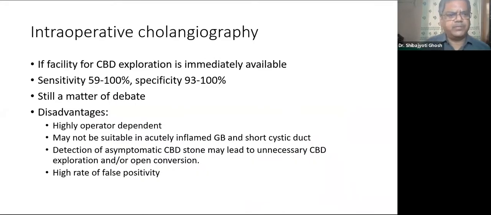And regarding intraoperative cholangiography, yes, we have the option of intraoperative cholangiography, and it has certain disadvantages: it is highly operator dependent, may not be suitable in an acutely inflamed gallbladder or short cystic duct, and detection of asymptomatic CBD stones may lead to unnecessary CBD exploration or open conversion, and there is a very high rate of false positivity. It's still a matter of debate whether you should use intraoperative cholangiography routinely for cholecystectomy, particularly laparoscopic cholecystectomy, and it is still not recommended.